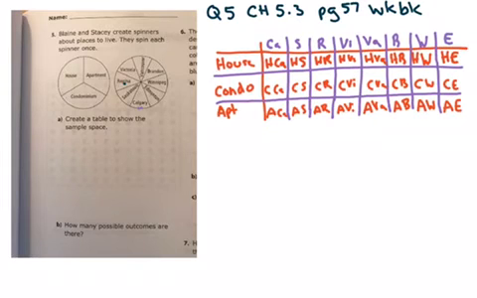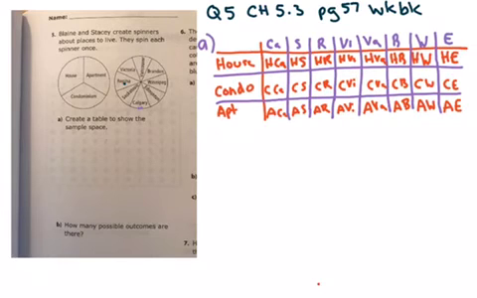Okay, so this is what your finished table should look like. Have a look. So we have the house row, we have the condo row, and we have the apartment row. And they all correspond to Calgary, Saskatoon, Regina, Victoria, Vancouver, Brandon, Winnipeg, and Edmonton. So that satisfies question A.